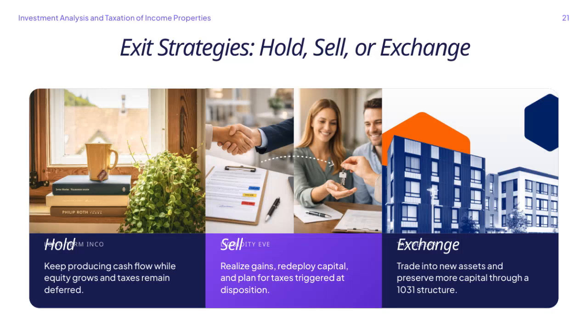Here, we're focusing on three primary exit strategies for income properties: hold, sell, and exchange. Let's start with holding. When you hold a property, you continue to generate cash flow while your equity grows over time, and importantly, taxes on gains are deferred. This strategy supports long-term income and wealth accumulation. Next is a liquidity event, or selling the property. Selling allows you to realize your gains and free up capital that can be reinvested elsewhere. However, this triggers taxes at the time of disposition. So, careful planning is essential to manage the tax impact.